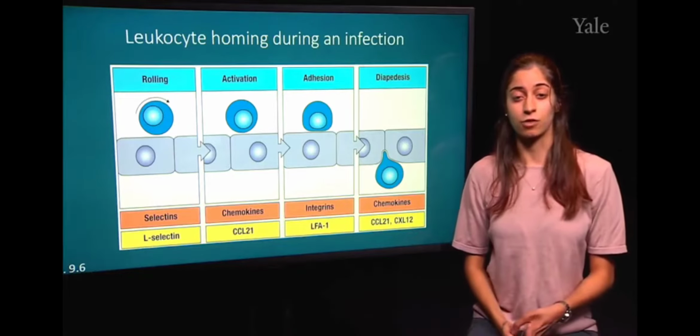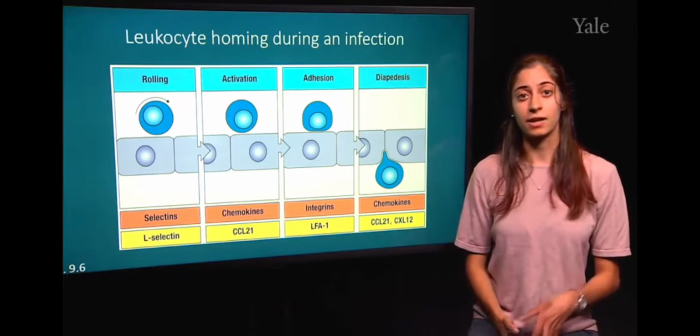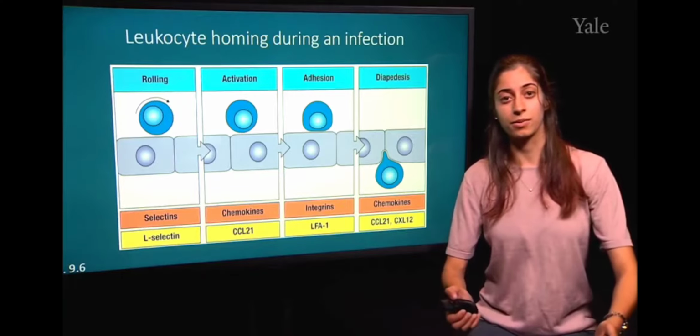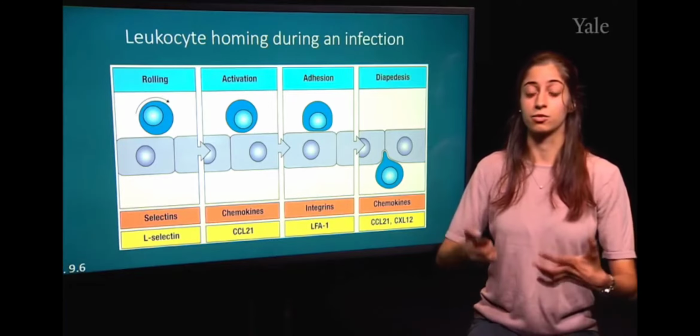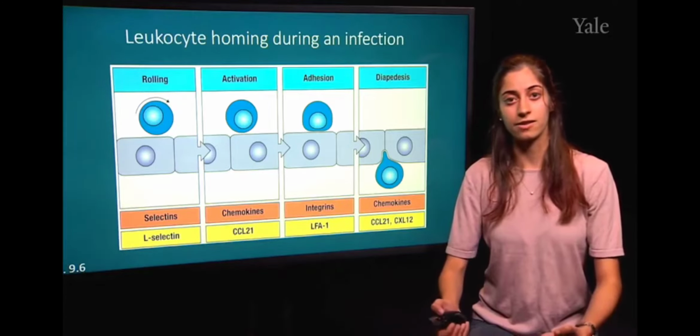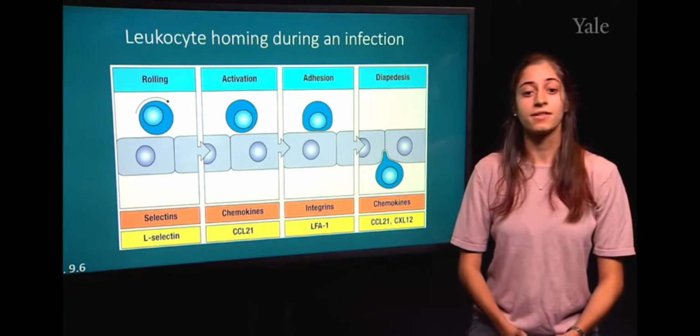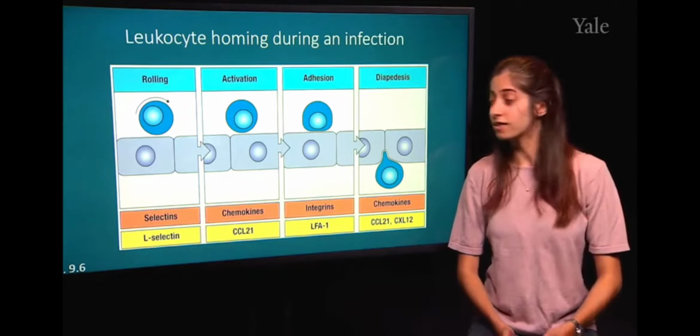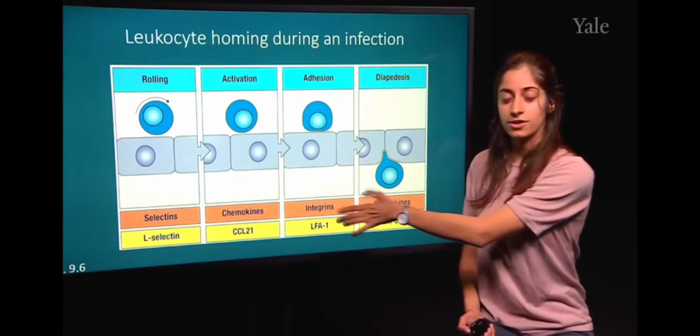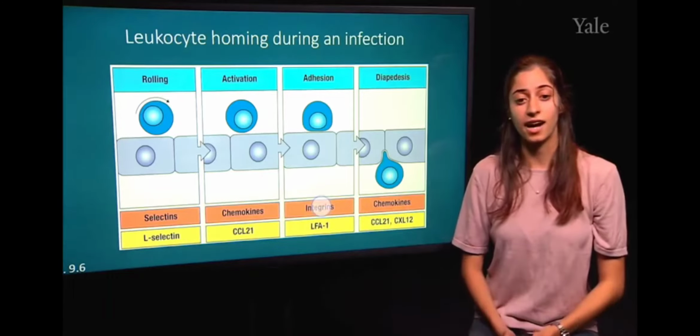These stages are rolling, in which the lymphocyte will stop flowing freely through the blood vessel and will instead begin to roll along the endothelial layer that lines the blood vessel. The second stage is activation. Activation occurs using a specialized type of cytokine called a chemokine.